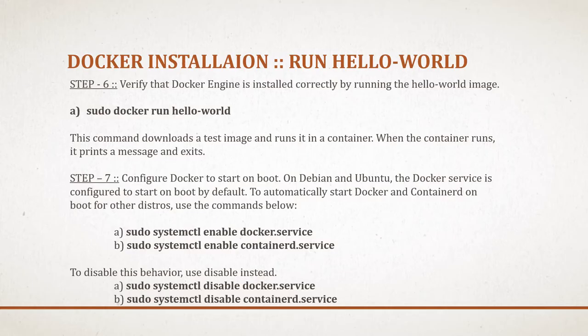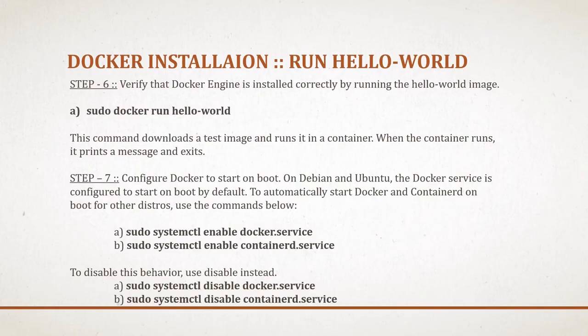To verify whether the Docker Engine is correctly installed or not, we can just use the sudo docker run hello-world command. This one will run hello-world and it will print the output. So in this process, this will download a test image of hello-world which is already there in Docker Hub, and it will just download that image and run it in a container, and then the container runs, prints us a message, and then exits.